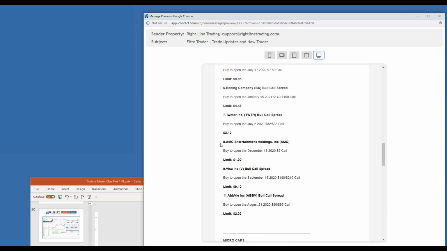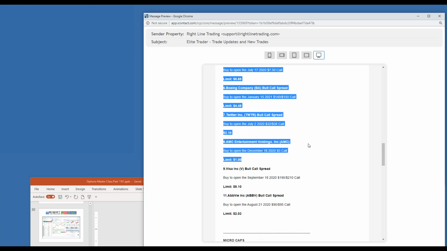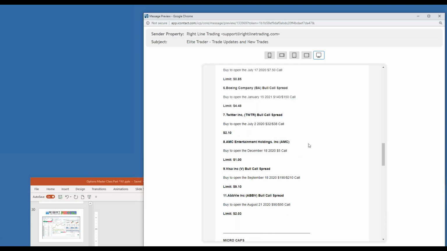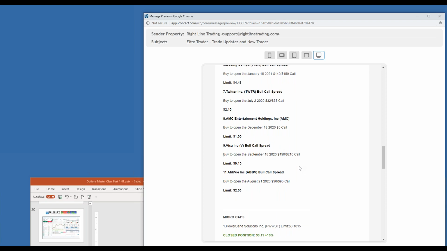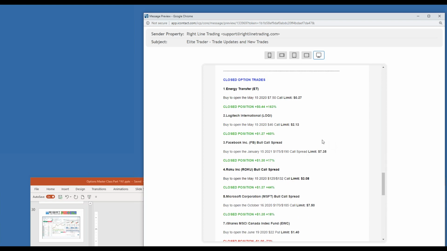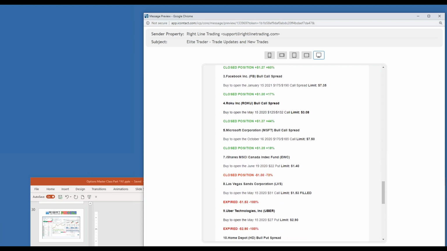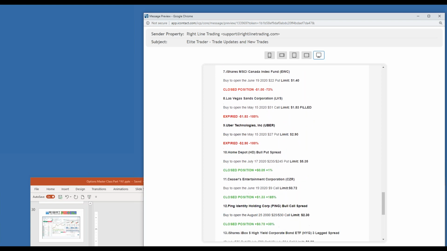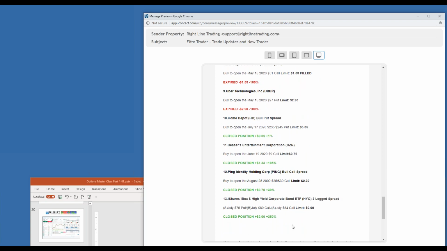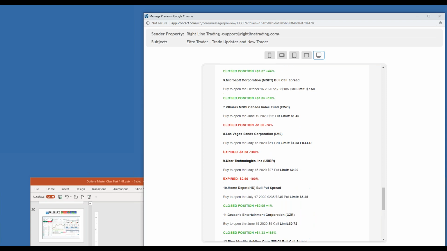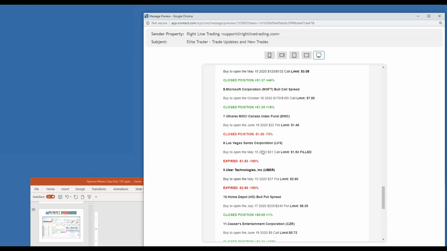Twitter's doing great. AMC I already closed out. This must not be the last one. Visa's doing terrific. And like I said, AbbVie is gone. We already closed it. And here are our closed positions. I didn't add a lot of winners. I didn't add AbbVie. I didn't add a few others. We've got 15 or 16 or 17 winners, and I have 3 losers.